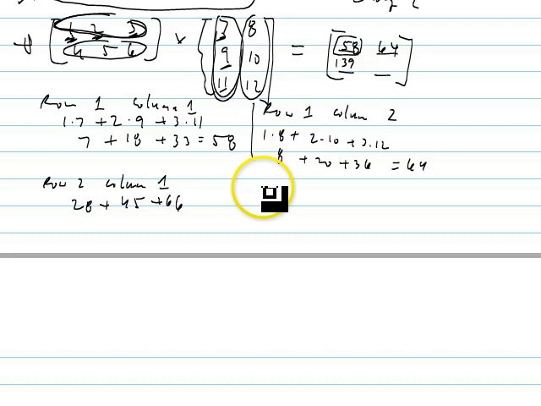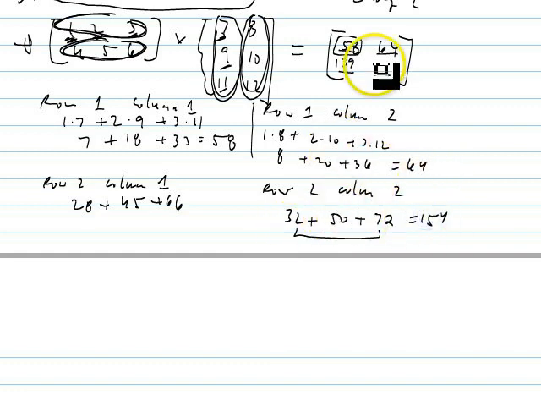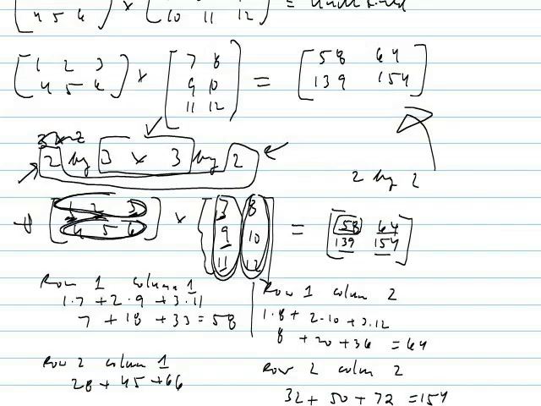And finally, to get this bottom right, that's in row 2, column 2. So I take row 2 from the left-hand matrix, I take column 2 from the right-hand matrix, I multiply the first thing in that row by the first thing in that column, so 4 times 8 is 32. Second thing in that row times the second thing in that column, which is 50. Third thing in that row times third thing in that column, which is 72. These become 104, plus 50 is 154, which was the answer to that question. So that's how you multiply 2 matrices together.